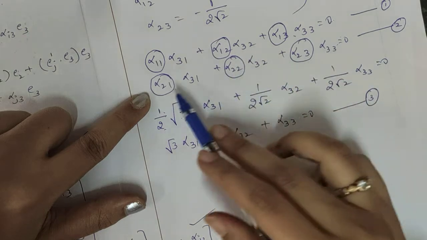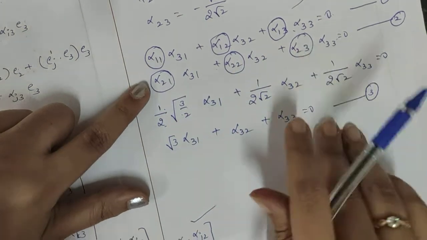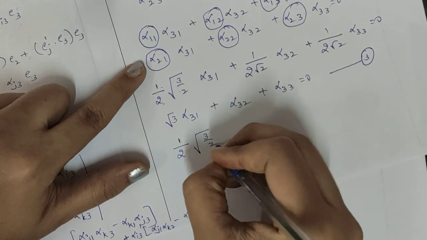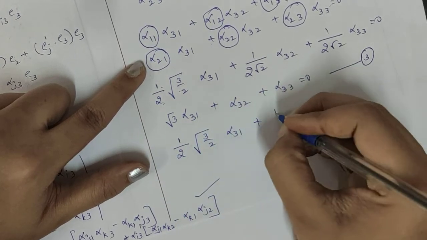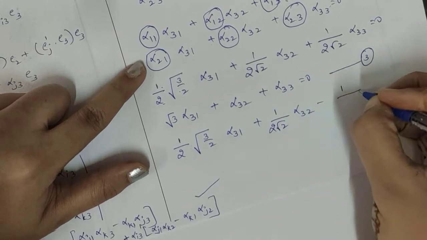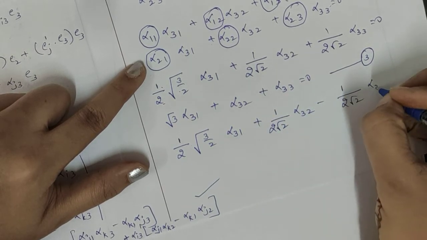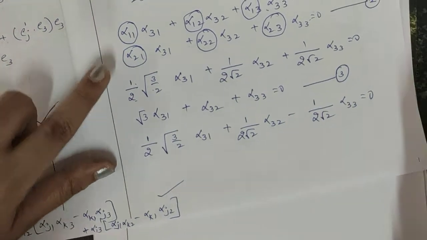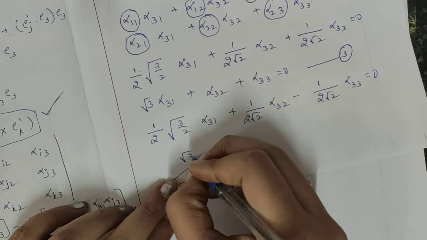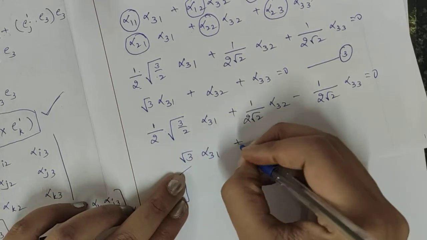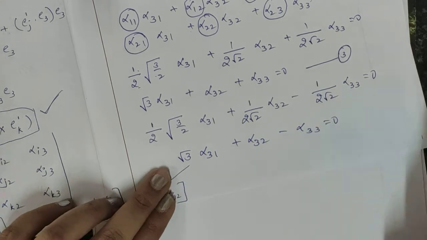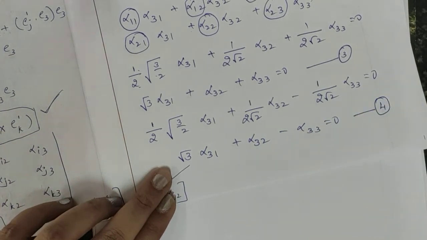After substituting these three values in equation number 2, you will get 1 over 2 into root 3 by 2 alpha 3 1 plus 1 over 2 root 2 into alpha 3 2 minus 1 over 2 root 2 alpha 3 3 is equal to 0. Again simplify this. After simplification, you will get root 3 into alpha 3 1 plus alpha 3 2 minus alpha 3 3 is equal to 0. Call this equation number 4.